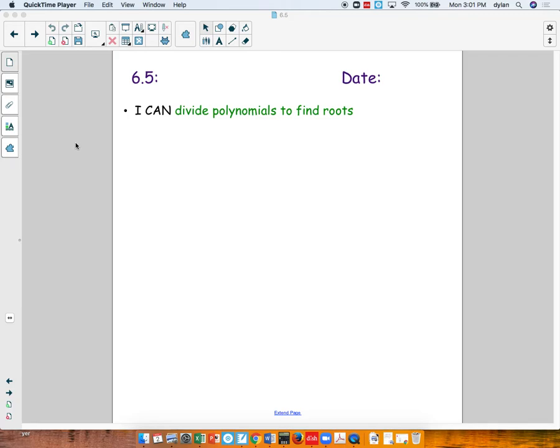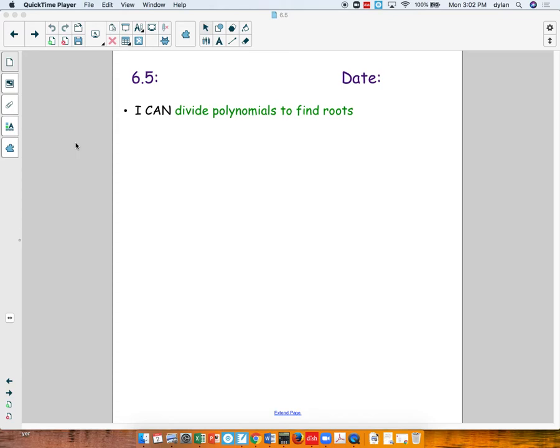We're going to look at dividing polynomials in this lesson in order to find roots, or in other words, zeros or x-intercepts. Again, our goal here is basically to come up with a way to find the zeros of a polynomial function so that we can graph it in more detail, which is what we're heading towards at the end of this chapter. But before we can get there, we've got to learn how to divide polynomials first.